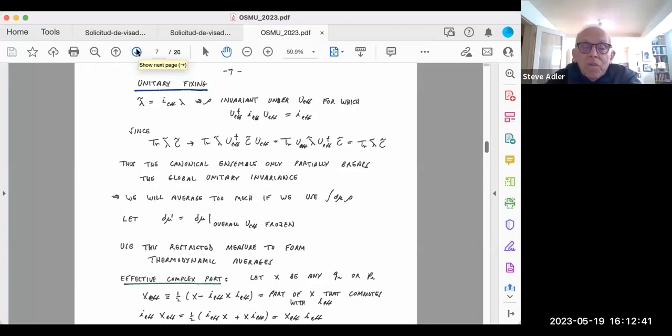So let d mu prime be d mu with the overall U effective frozen, with one global unitary invariance frozen. And then this restricted measure will be used to form thermodynamic ensembles, thermodynamic averages. And in my book, the Cambridge 2004 book, there's a full exposition of trace dynamics. And there's a discussion there that was worked out with Larry Horwitz of analogs of BRST and so forth for trace dynamics and for this global unitary.